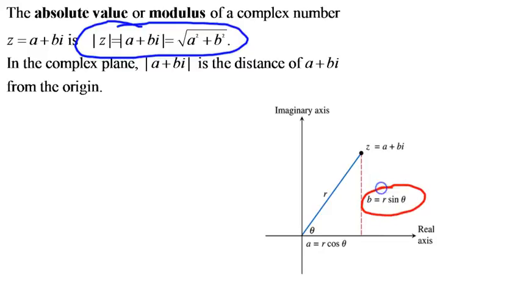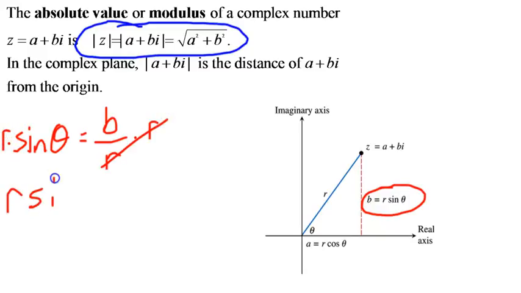If you look over here, we have some notation. b is equal to r times the sine of theta. If we use SOHCAHTOA and use our angle, we know the sine of theta is opposite over hypotenuse. b represents the imaginary part, which is the y-axis. So that would be equal to b over r. If we wanted to get b by itself, we can multiply r to both sides. So r times the sine of theta is equal to b. So that's where that notation comes from.